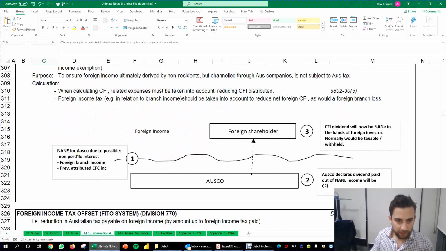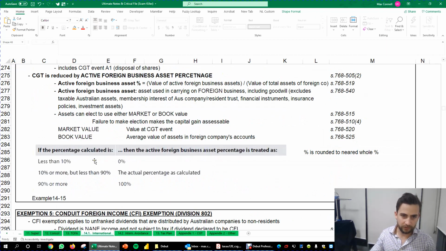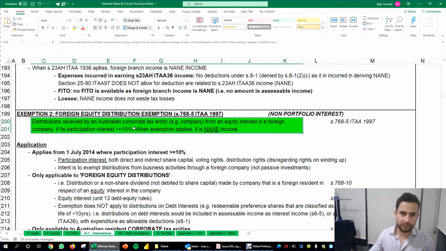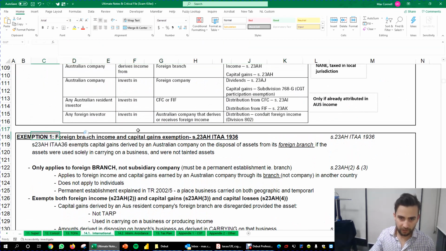Okay, situation 1. There's some non-assessable, non-exempt income for OzCo due to the following possible situations. It could be any of them. All we know is that it's non-assessable, non-exempt income. So it could be non-portfolio interest, could be foreign branch income, could be previously attributed CFC income. If those don't quite make sense reading it, what they're referring to are the ones we talked about above, these exemptions over here, which result in non-assessable, non-exempt income. For example, the foreign equity distribution example that we talked about above, or the foreign branch income, which we talked about above.